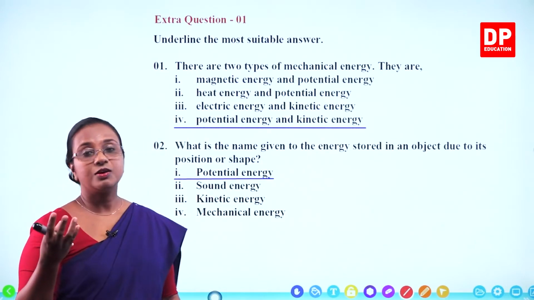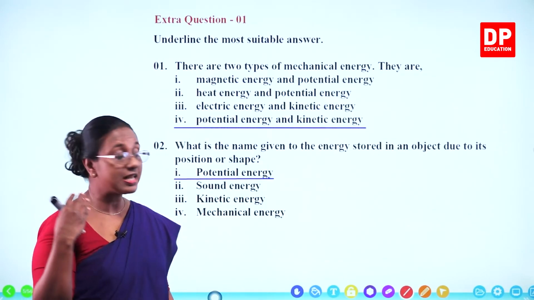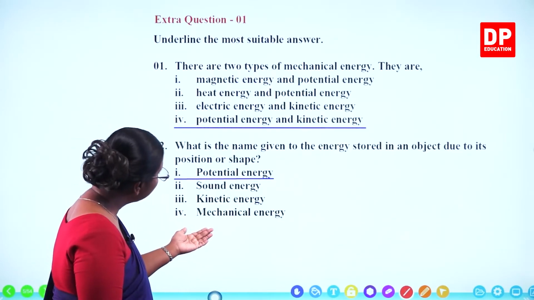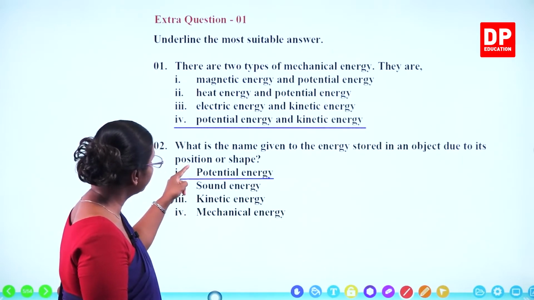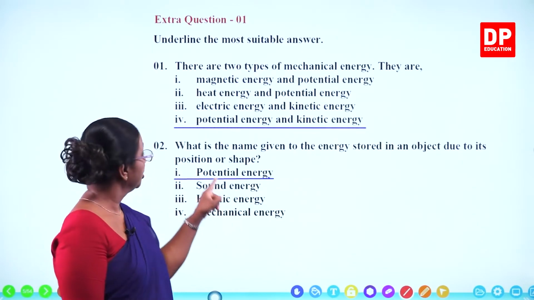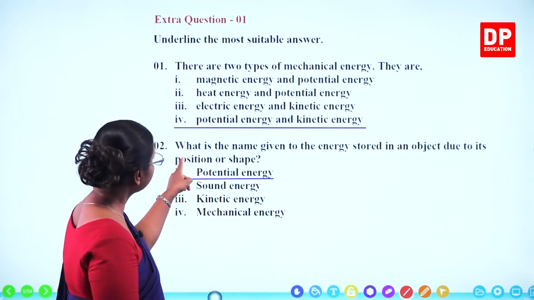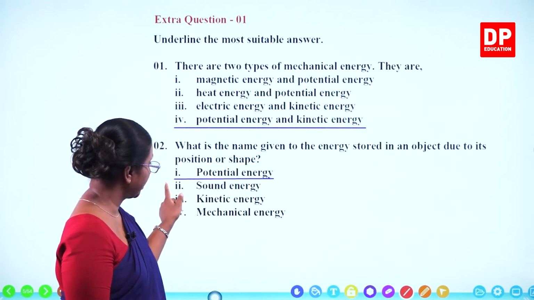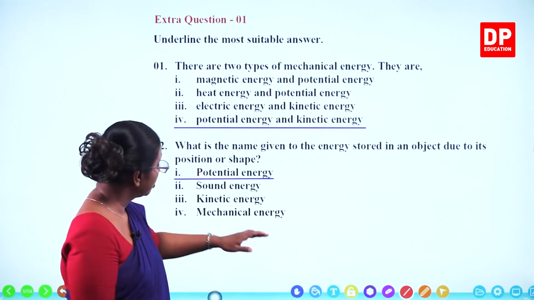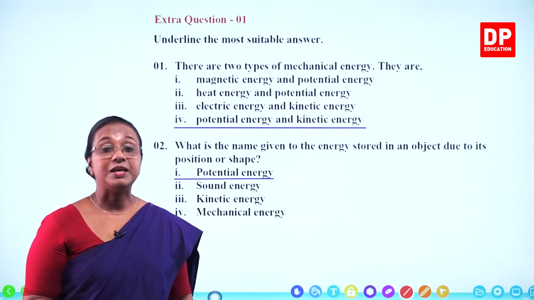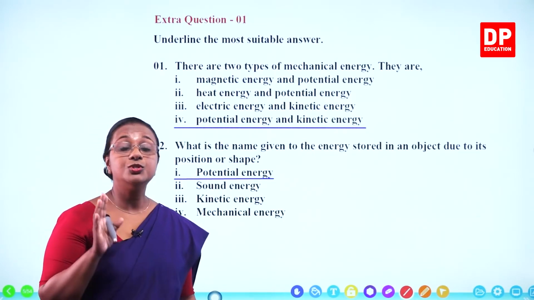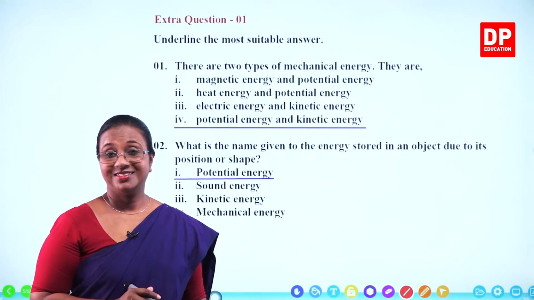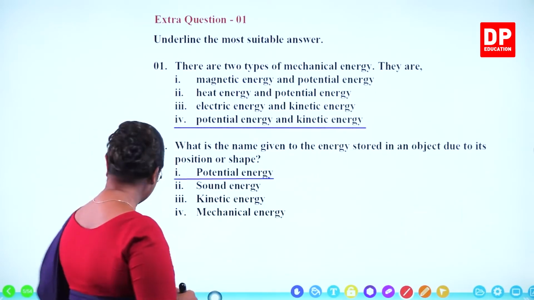Sound energy, that is acoustic energy, due to that only we hear sound. Then kinetic energy, again due to the mass and velocity of an object. Mechanical energy includes both potential energy and kinetic energy. So for this particular question, it should be potential energy, not mechanical energy, because mechanical energy includes both kinetic energy and potential energy. Is that clear, students? So then we'll move on to the next slide.